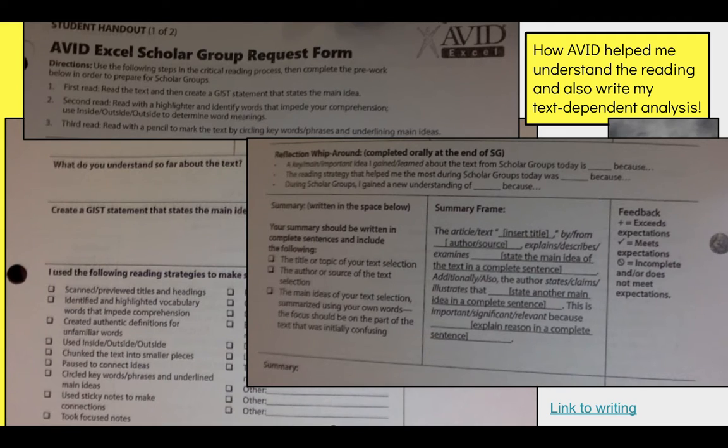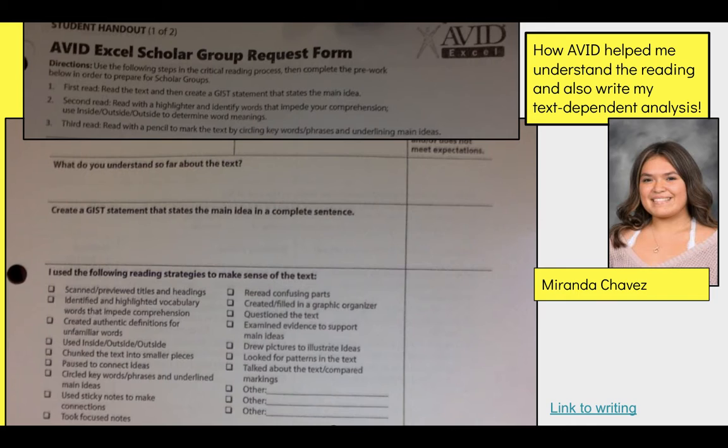Yeah, so while I was reading the text, I had a lot of ideas going through my mind, a lot of connections that I wanted to add to my TDA, and I really didn't know how to organize them. So then I went back to my binder and I looked for the AVID Excel group request form. And I kind of looked through it and I was like, okay, so this could help me summarize how I want to develop my understanding. And that's how I got to write my TDA.